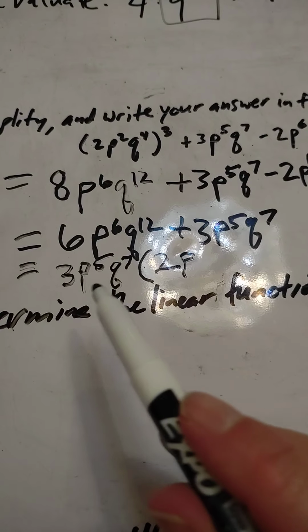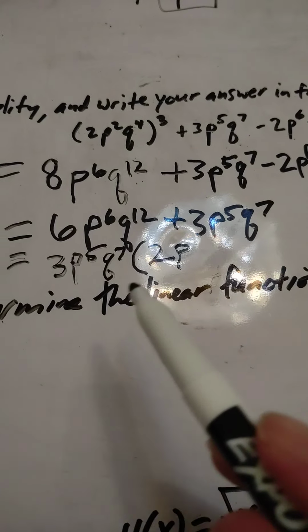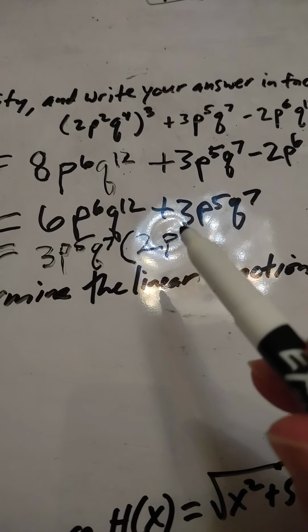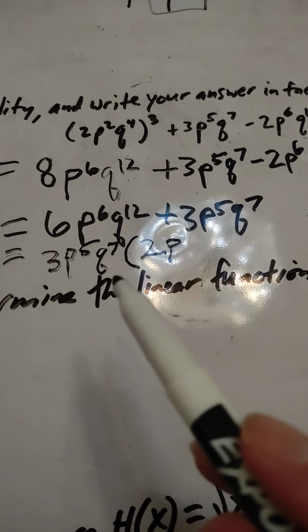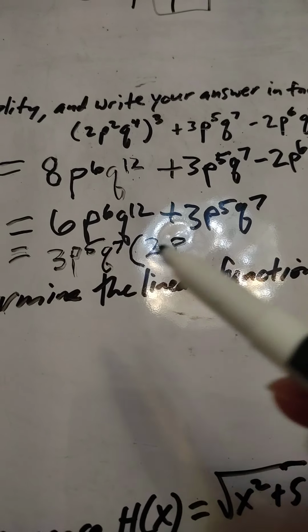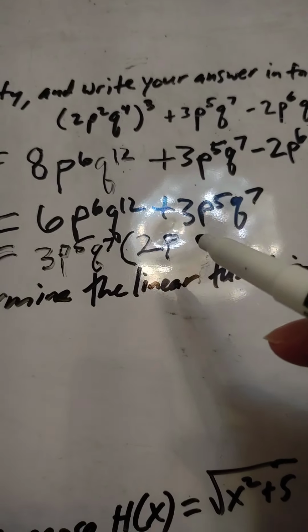As a check, isn't it p to the fifth times p to the sixth? Because if you have the same base, you add the exponents. P is like p to the first. So that would be p to the sixth. I took out 7 q's, but we need 12 q's. So we're missing 5. So let's write q to the fifth.